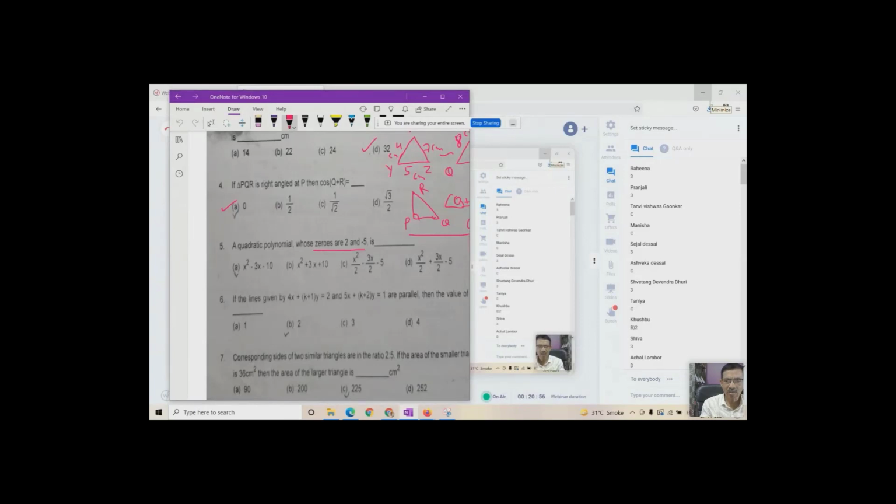Yes, it is C, or the answer is 3. Very good.